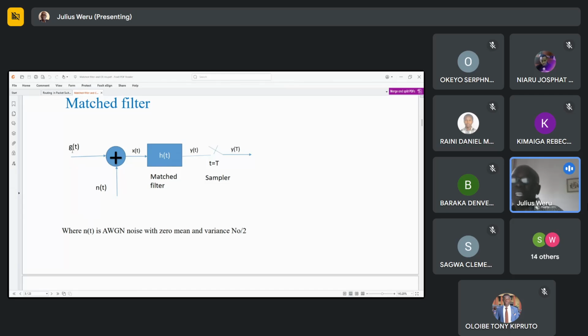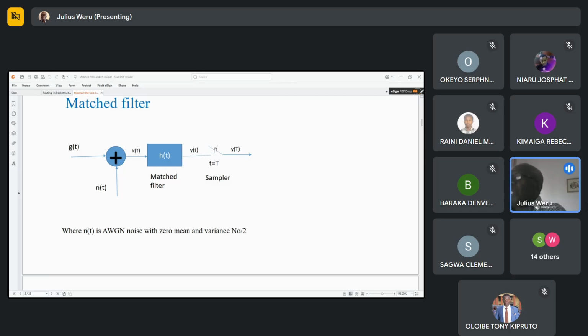Which presumably is the signal which was sent at the other end, because you can see this is before you get to the channel. So presumably what was sent, but of course what is received has suffered additive noise.